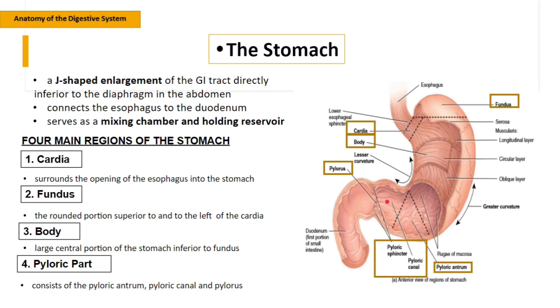Please do take note that the pyloric part is the area or region of the stomach that is closest to the small intestine. Ayan o, di ba kasi magkatabi sila? Ito yung pylorus ng ating pyloric part, and then ito na yung first portion of the small intestine, which is the duodenum. Mamaya di-discuss natin yan. So again, here is the stomach and its four major regions.